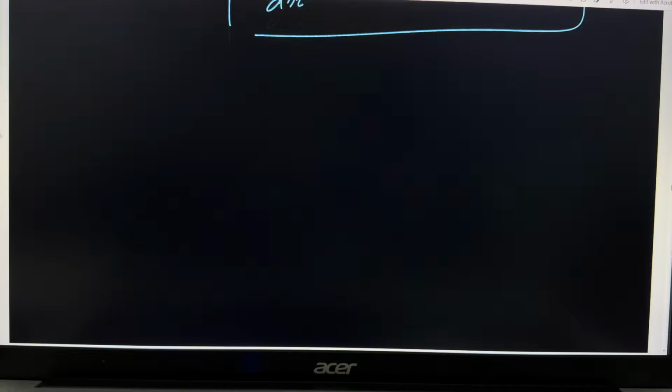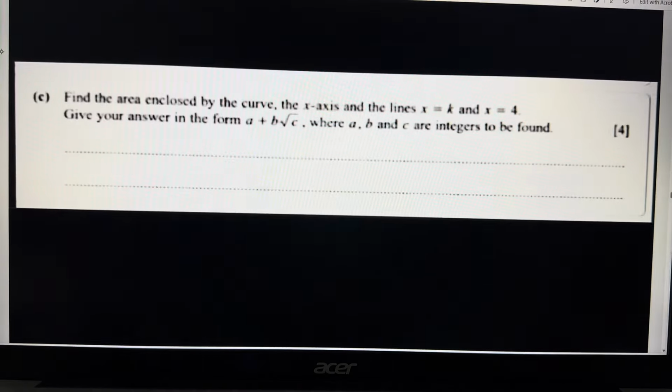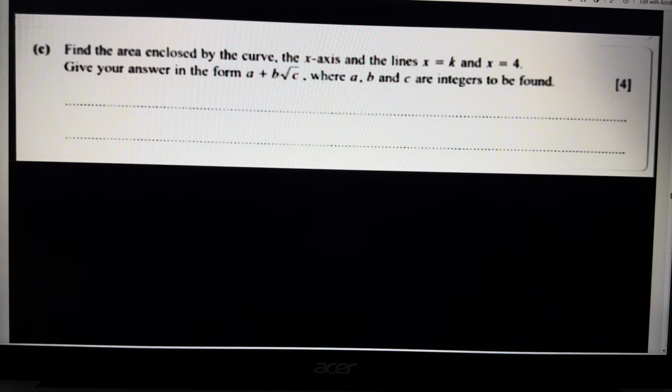We find d2y upon dx, okay. Now part C: find the area enclosed by the curve, the x-axis, the line x is equal to k, the line x is equal to 4. Give your answer in the form a plus b root c. Okay, these ones are kind of tricky because you have to find them in surd form, and find the area enclosed by the curve and all of that stuff.